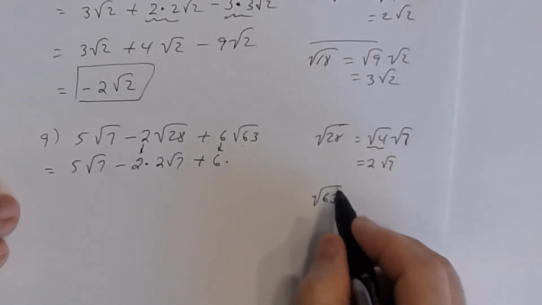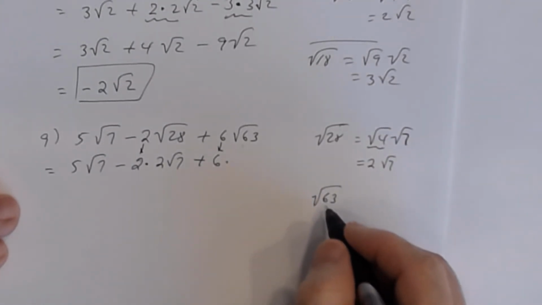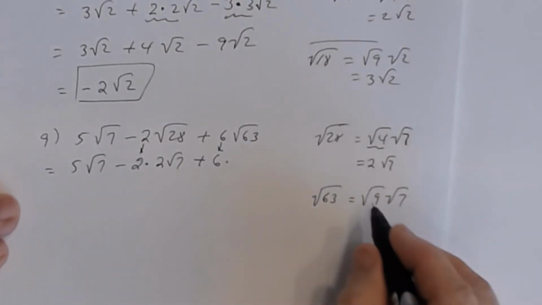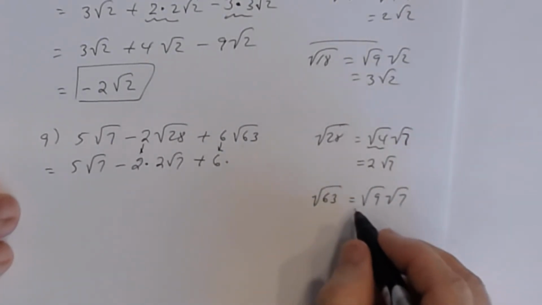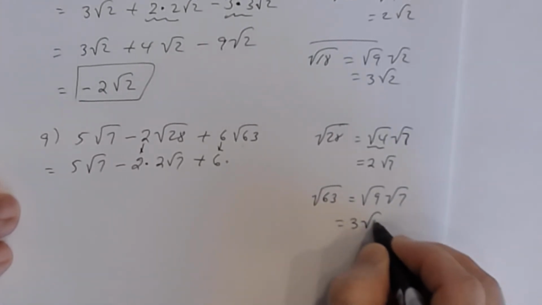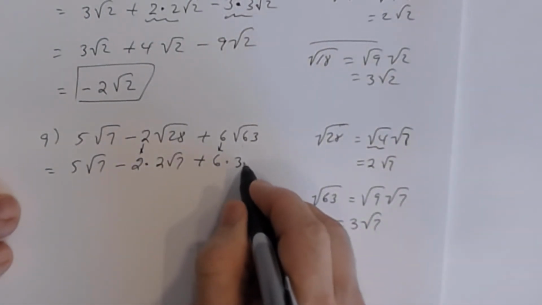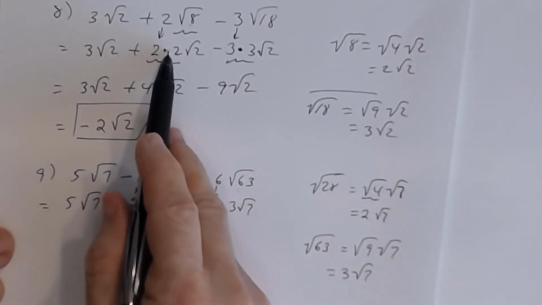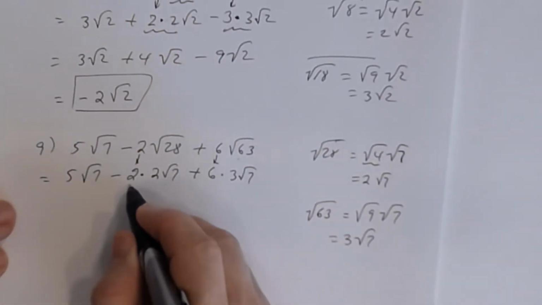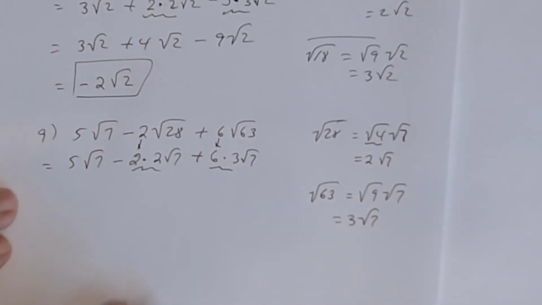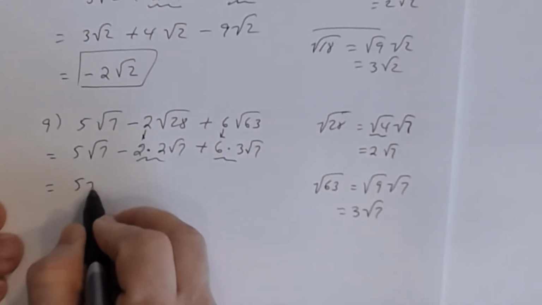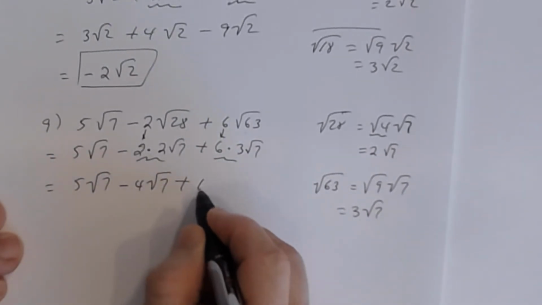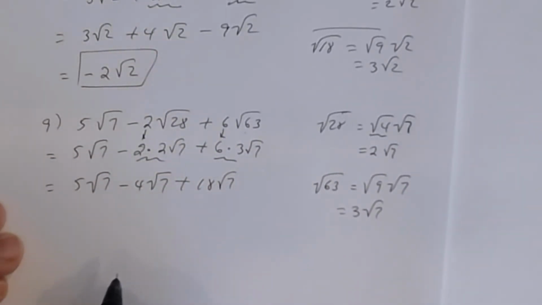So the largest perfect square that goes into 63 is 9. That's the square root of 9 times the square root of 7. 9 times 7 is 63. The square root of 9 is 3, so that's 3 square root of 7. So that's going to go here, 3 square root of 7. And what we do now, just like I did this one, I'm going to multiply these factors together. 2 times 2, 6 times 3. So I get 5 square root of 7 minus 4 square root of 7 plus 18 square root of 7.